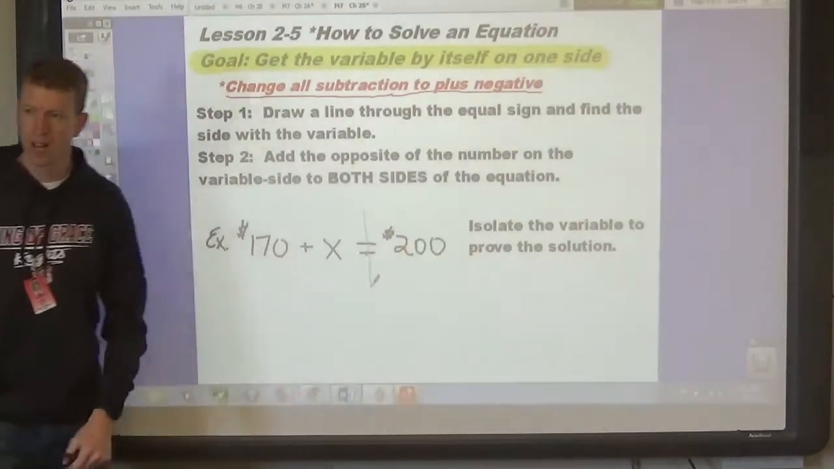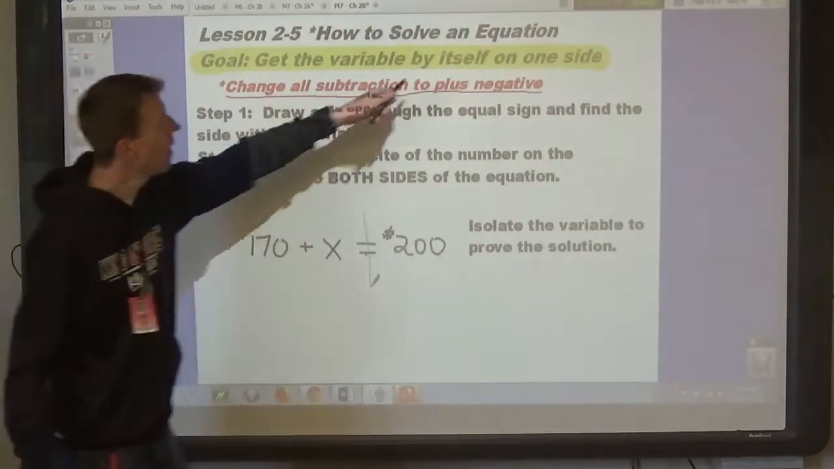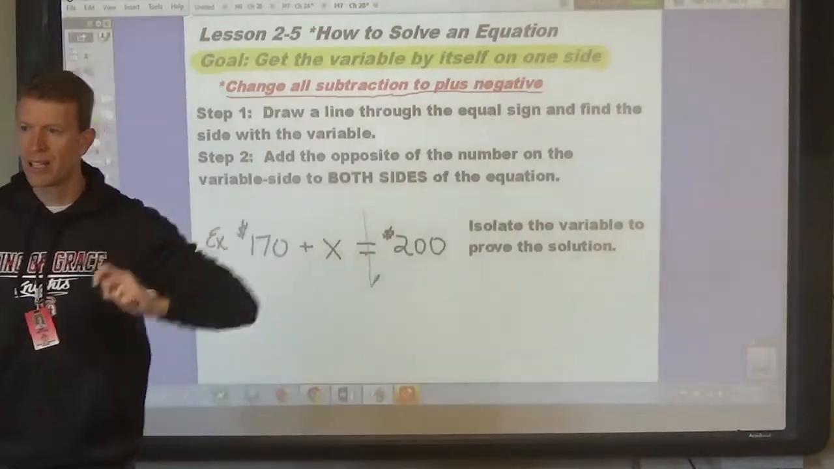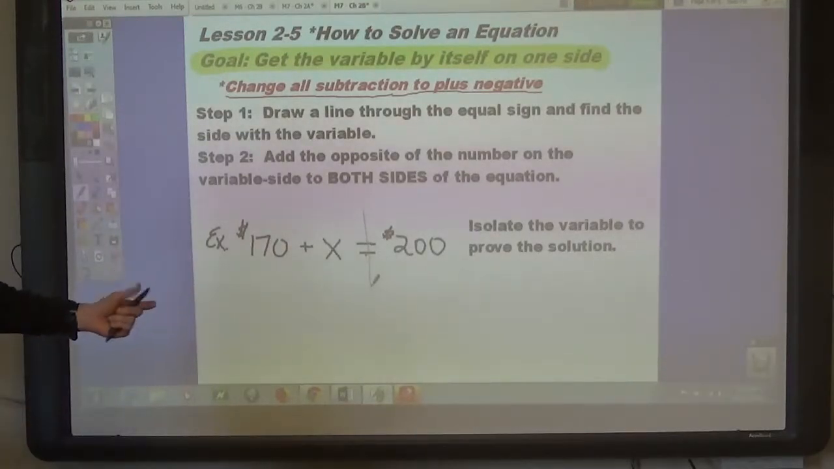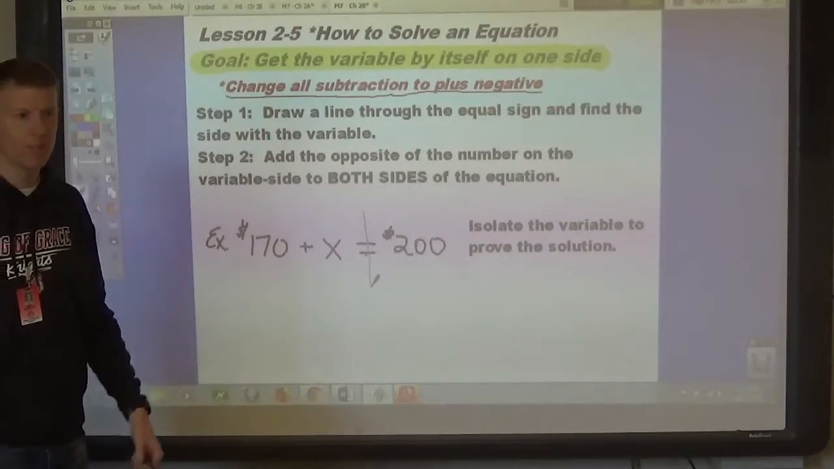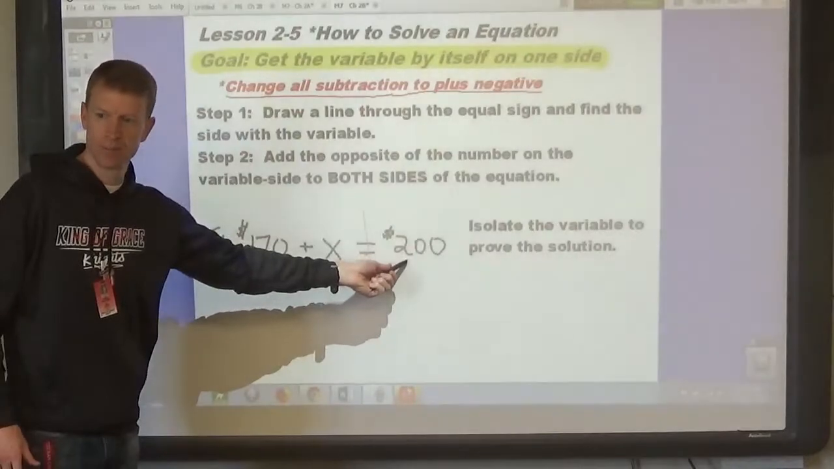Okay? Now, this word equation, we learned about that a couple lessons ago. Equation, the root word in that is equal. What do you think is equal in an equation? Both sides. Both sides, exactly. The value on both sides is equal. Okay? If it's an equation, then the value on both sides is supposed to be equal.